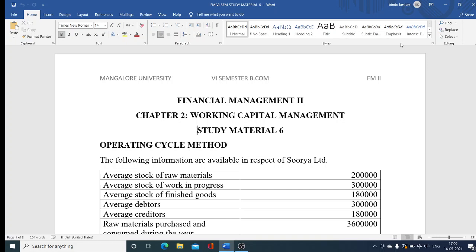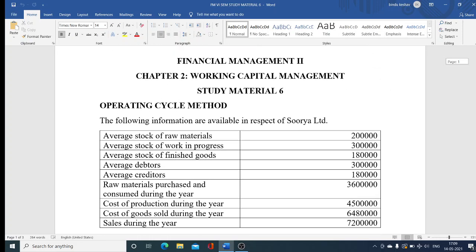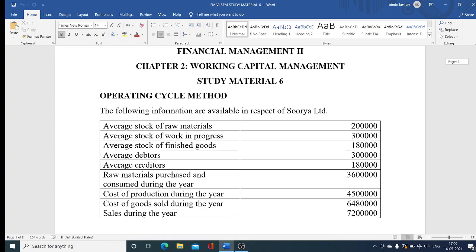BCom of Mangalore University. In this session, let us determine the gross operating cycle and the net operating cycle. So, the operating cycle method is being used to find out the working capital requirements.